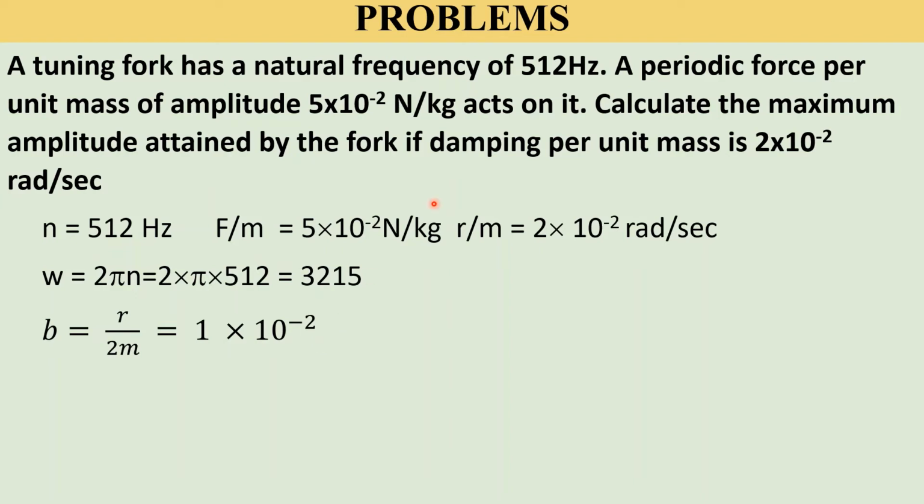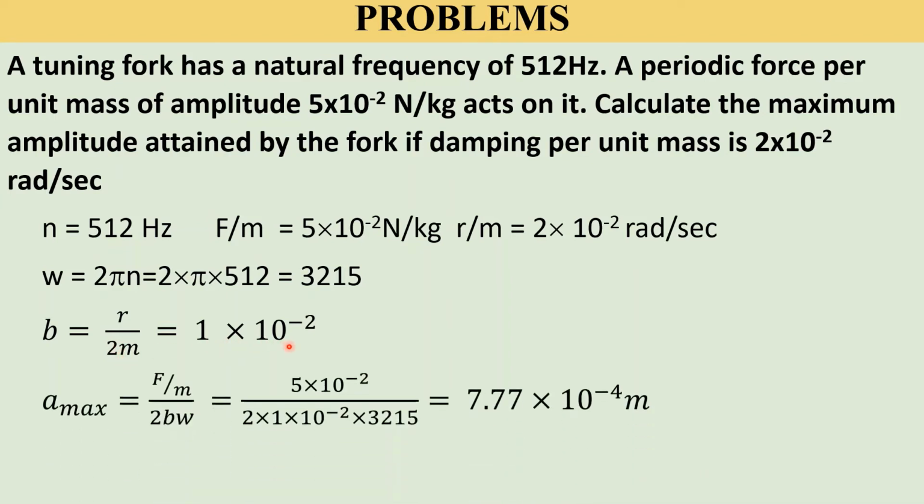Because R by m is 2 into 10 to the minus 2, R by 2m is equal to 1 into 10 to the power minus 2. The maximum amplitude is F by m by 2b omega. So F by m, 2b is 1 into 10 to the minus 2, and this is omega. Therefore, the maximum amplitude is given by 7.77 into 10 to the power minus 4 meters.